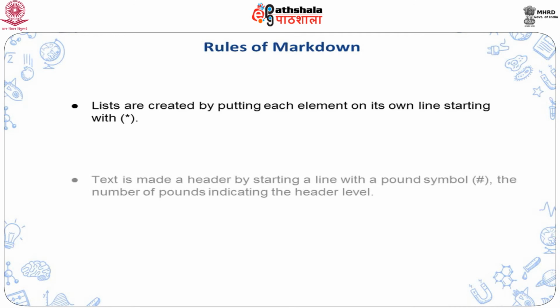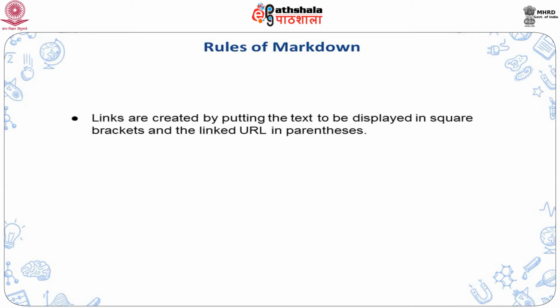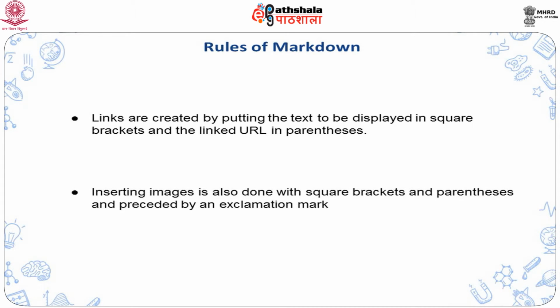Here comes the next one. Text is made a header by starting a line with a pound symbol. As you may know, the number of pounds will indicate the header level. Links are created by putting the text to be displayed in square brackets and the linked URL in parentheses. So here is the next one. Inserting images is also done with square brackets and parentheses and preceded by an exclamation mark.